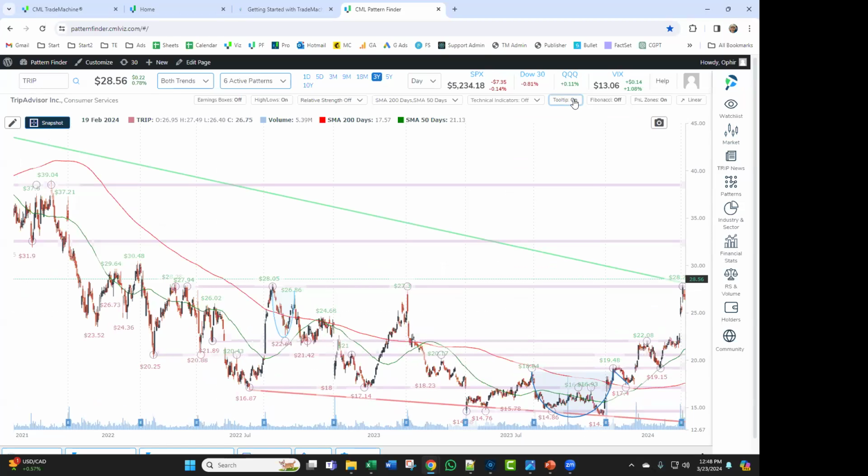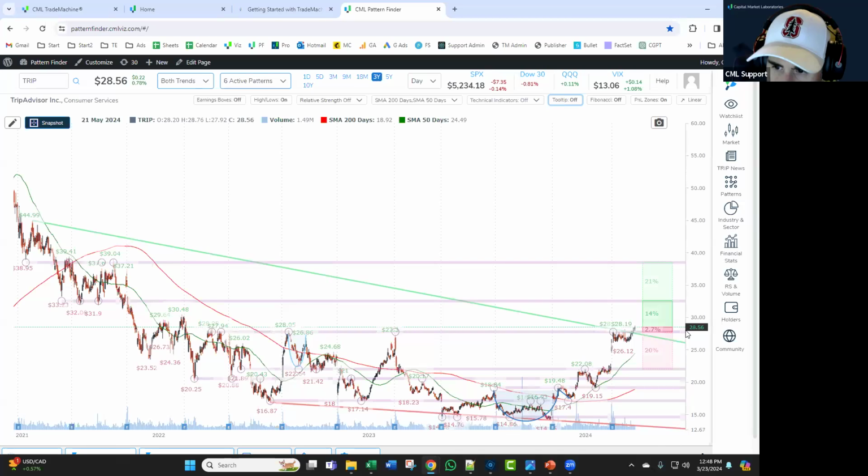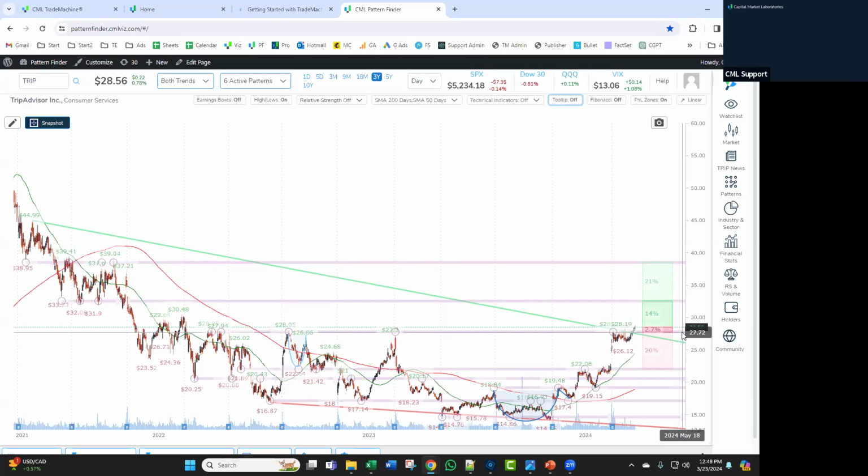Tooltip off. Yeah. So let's say you're like, I want to do this trade, and I'm willing to go a little longer than 2.7% downside. Like I'd be willing to go down to this green line. But if it goes down to 2.7%, I want to sell half. So that would be part of your trade, right? You'd say, part of your plan: okay, if the stock hits 27.86, sell half.